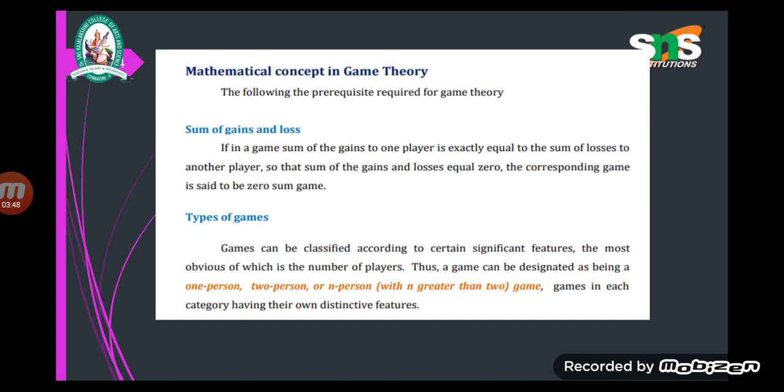There are different types of games. Games can be classified according to their significant features. A game can be designated as a one-person, two-person, or n-person game. For example, in chess, there will be only two persons. In cricket, there will be many persons. So it will differ according to the game.